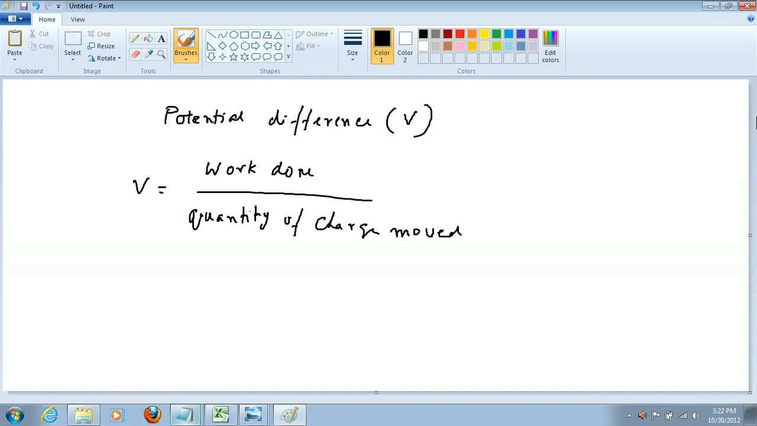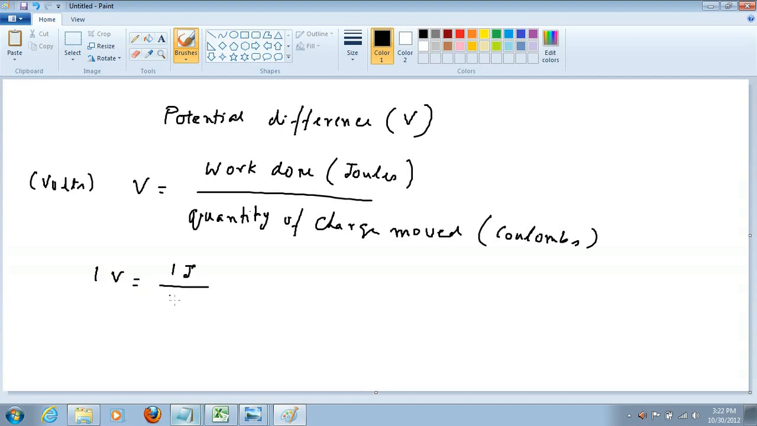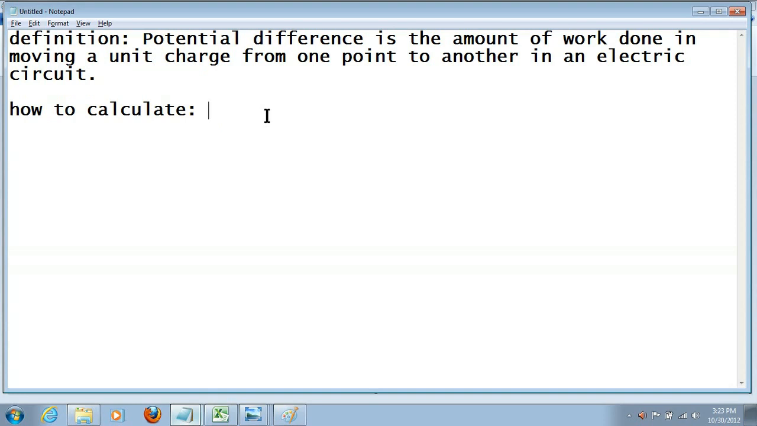Now, what is the unit of work? The unit of work is joules. What is the unit of charge? It is coulomb. And the unit of potential difference is volts. So we can write a simple formula as V equal to J upon C. That means 1 volt equals 1 joule upon 1 coulomb. If I have to do 1 joule of work to move 1 coulomb of charge across 2 points in an electric circuit, we will say that the potential difference between these 2 points is 1 volt. When we work out problems, we will explain this multiple times. So let us remember this formula, V equal to J upon C.